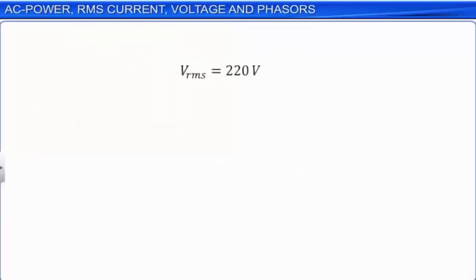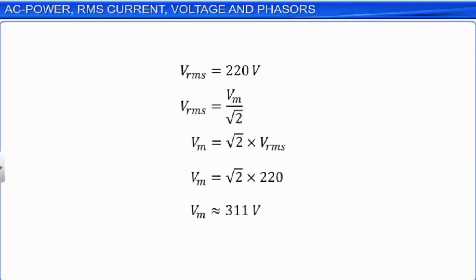The value of voltage normally used to describe an AC voltage is an RMS voltage. For example, domestic supply has 220 volts AC. Here, 220 volts is the RMS value of the voltage given to domestic consumers. The amplitude of the AC is √2 times the value of RMS voltage. Thus, the amplitude of the AC given to domestic consumers is approximately 311 volts.